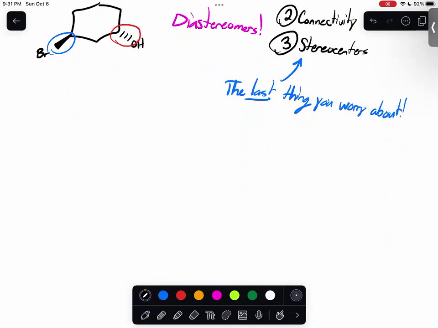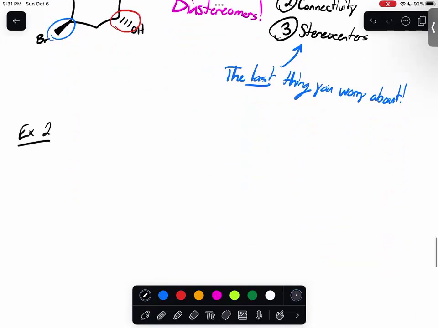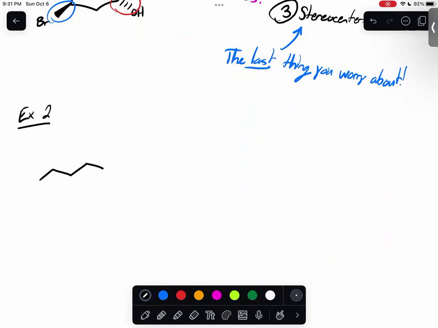in an efficient manner. So let's do a second example. So for this one, we have these two structures here. All right, let's figure out what the relationship between these two molecules is. So first thing we got to do, we always, always, always have to start by figuring out that molecular formula.